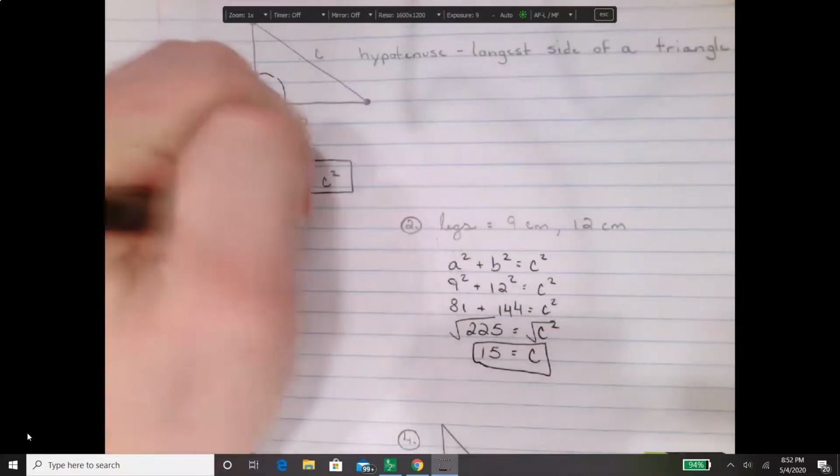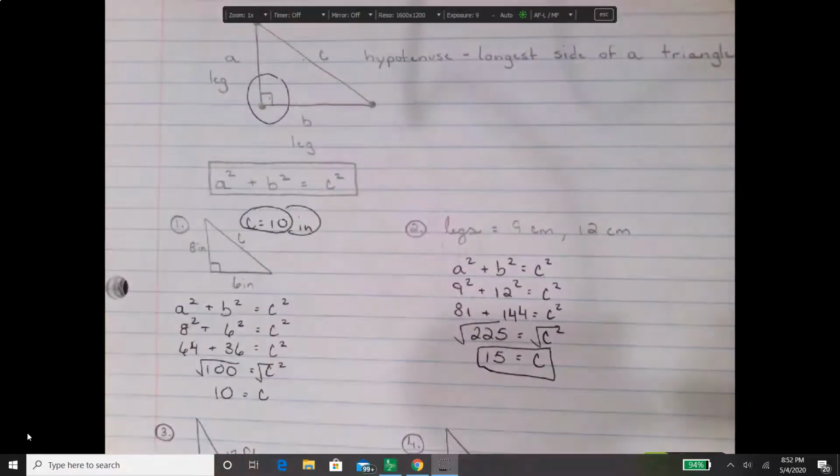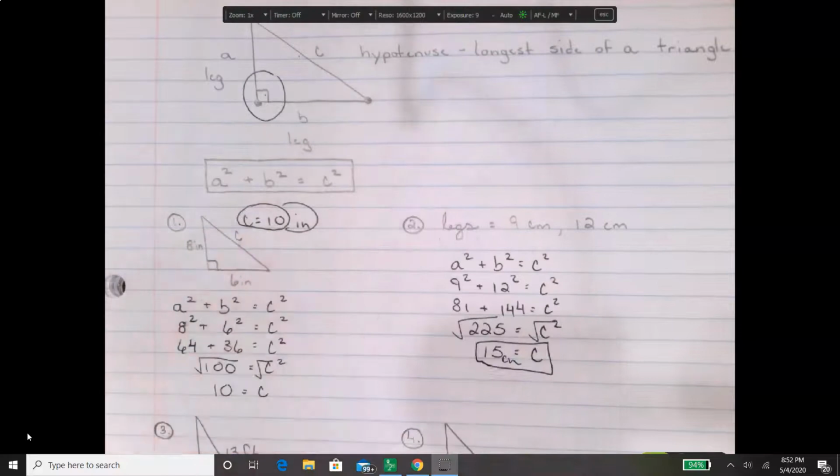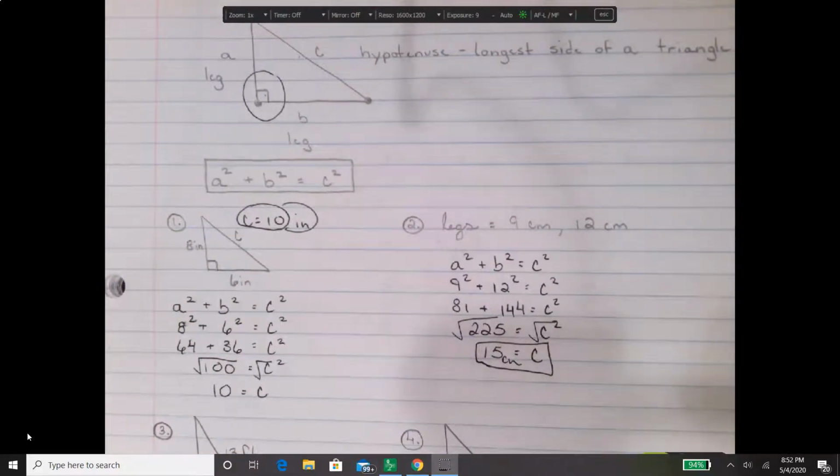Also, make sure you add your units. It should be 10 inches, and on number 2, should be 15 centimeters. And it's just straight up centimeters, no centimeters squared, no centimeters cubed, just centimeters.